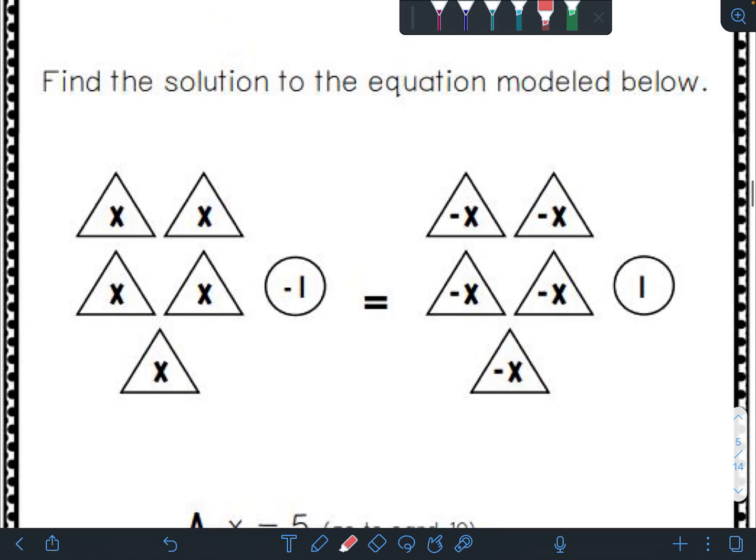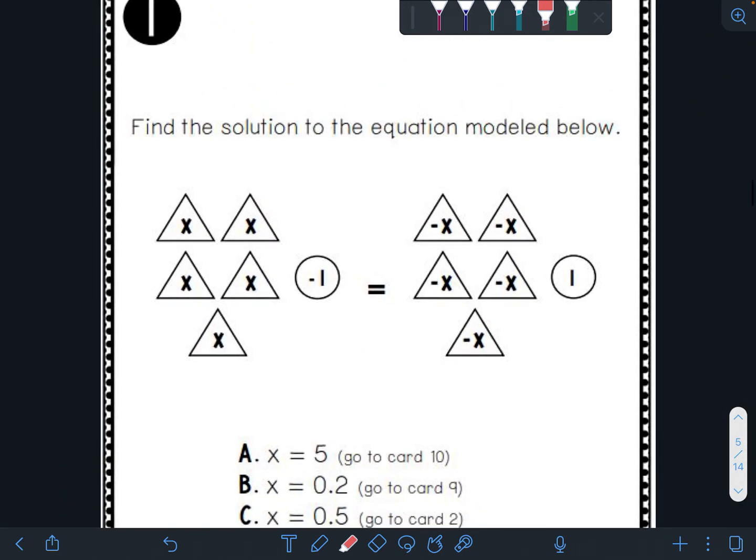So I'm going to go over one of these with you just so that you can kind of see how to write whenever we have these models. So if you notice, I have 1, 2, 3, 4, 5 positive x's, so that's 5x. I have a -1, so -1. I have 5 negative x's, so that's a -5x, and then I have +1. So my goal is to get all of my variables to one side, all of my constants to the other.